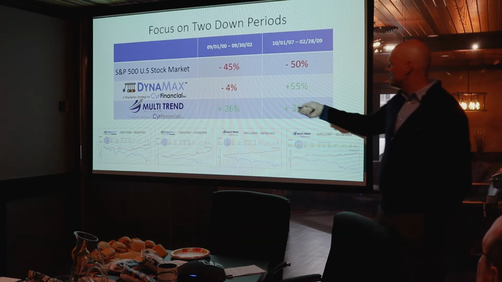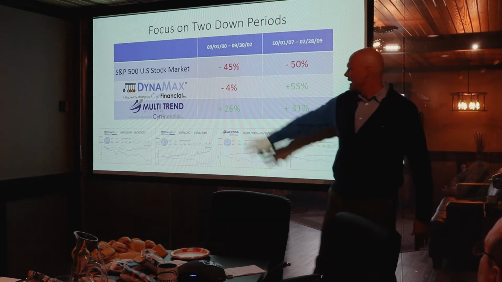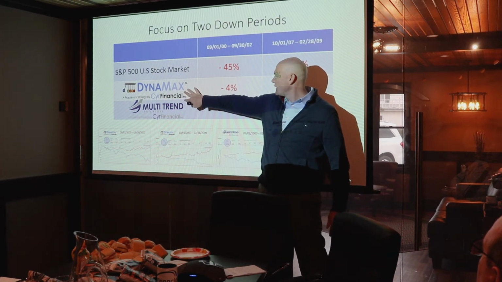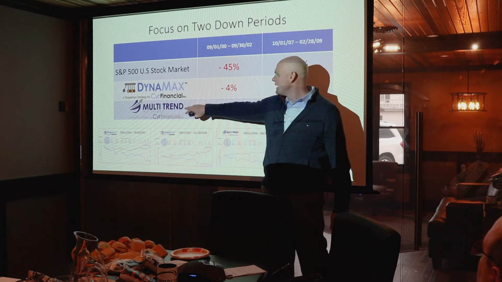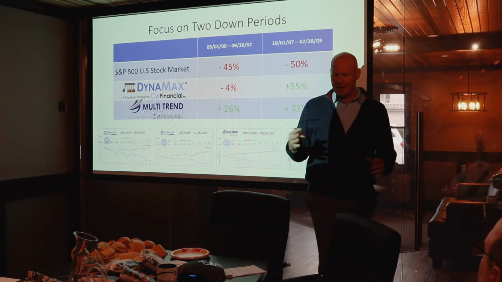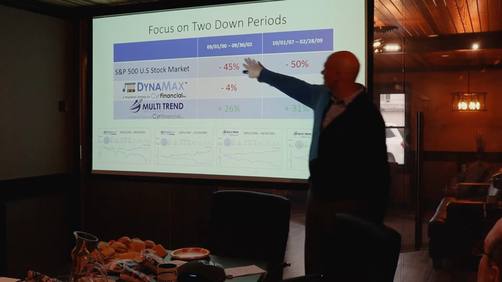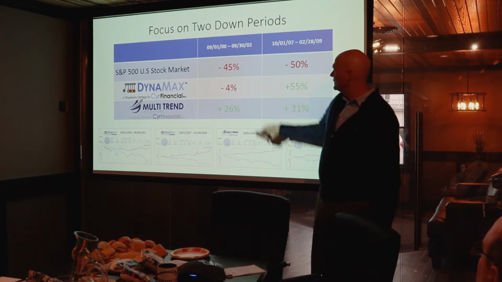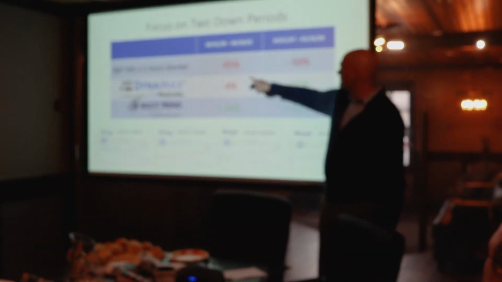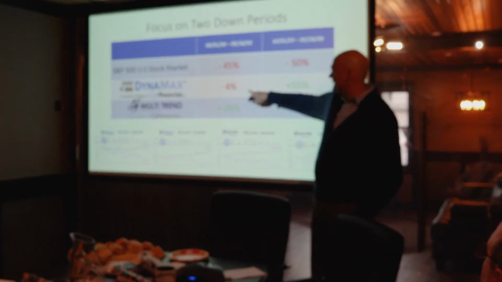So we're not going to talk about the Dynamax today very much, or the multi-trend. Our internal strategies, about 45% of what we're investing in, are in these two strategies. We will do learning sessions on these another time. But what these strategies do is they move in and out of asset classes based on models. So I'm looking at the first down period from 2000 to 2002. In that downturn, the stock market went down 45%. Our Dynamax went down 4% in that same time period.